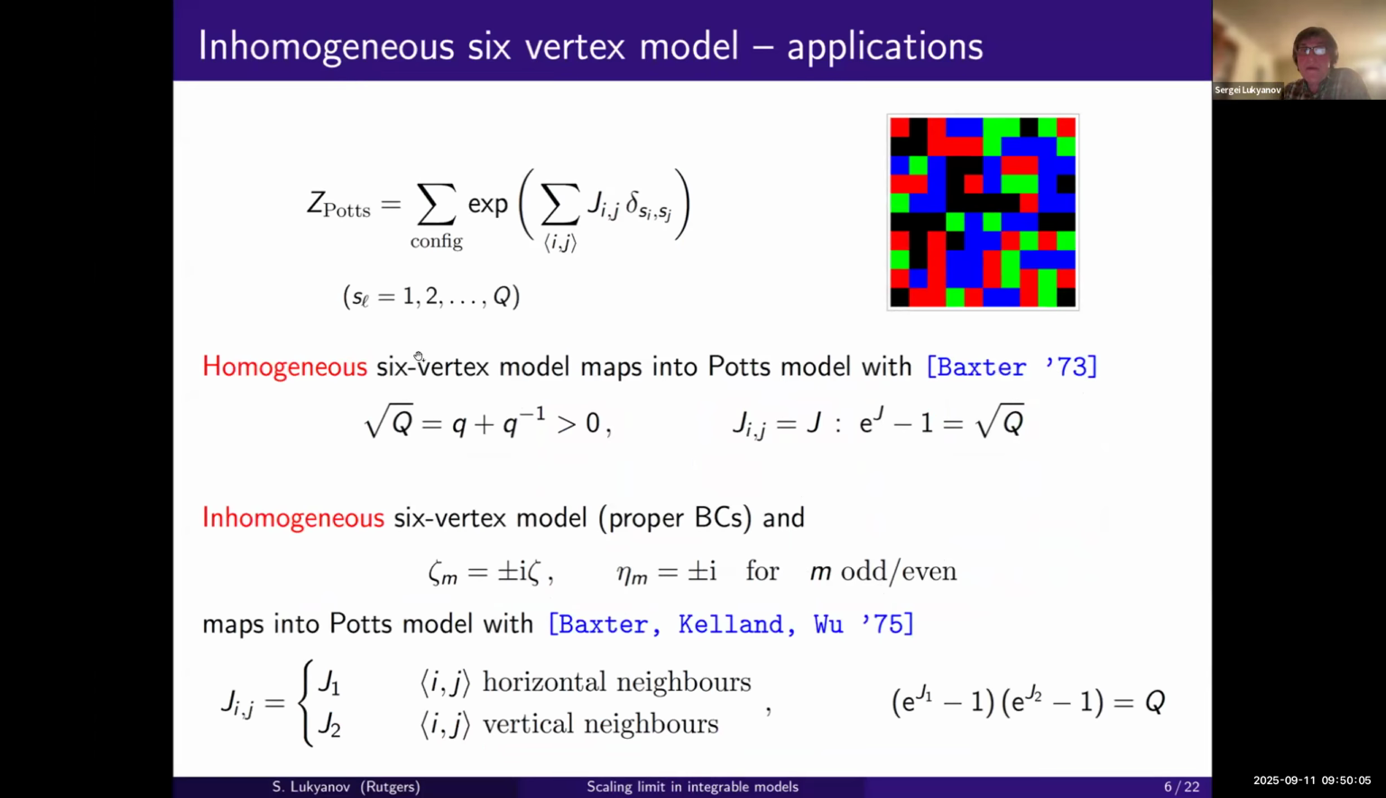That homogeneous six-vertex model can be mapped to the Potts model. Well, the inhomogeneous six-vertex model also can be mapped to the Potts model, but with different couplings along the horizontal and vertical directions. This is a result of the work of Baxter, Kelland, and Wood, 1975.